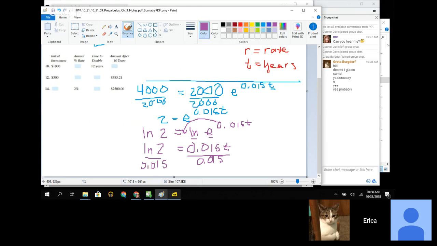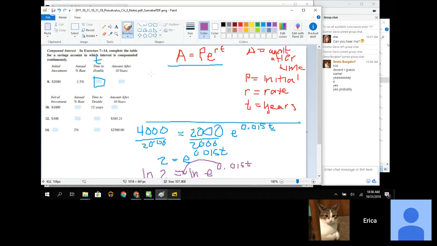And I use my calculator to find that t equals, if I plug it in, 46.2. So it takes 46.2 years for my initial investment to double if I have an investment rate of 1.5%.